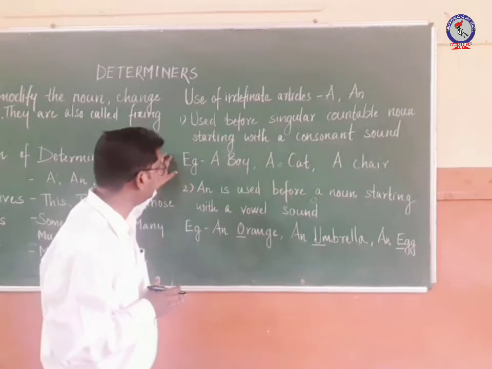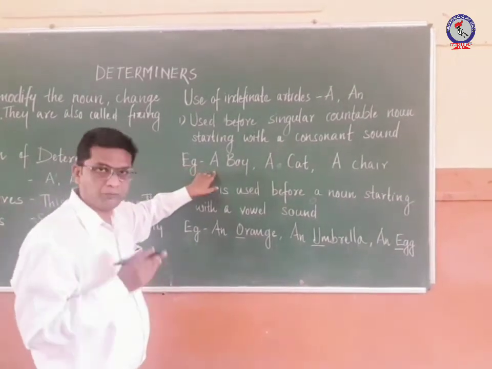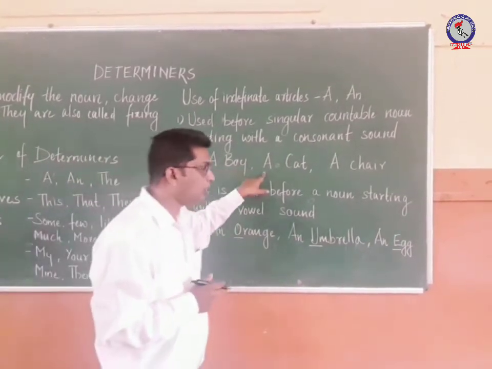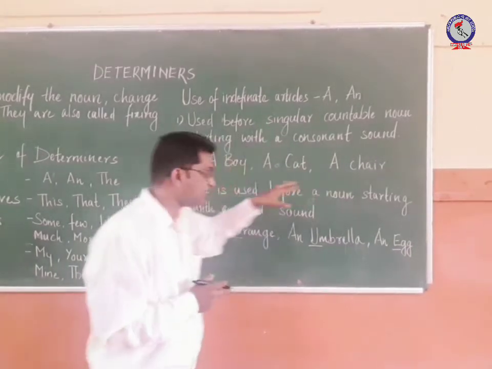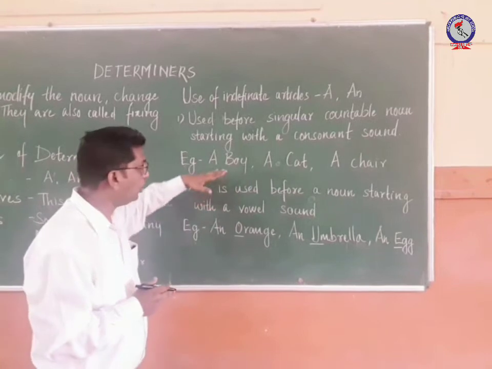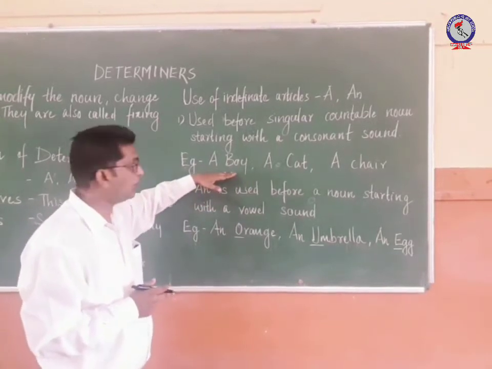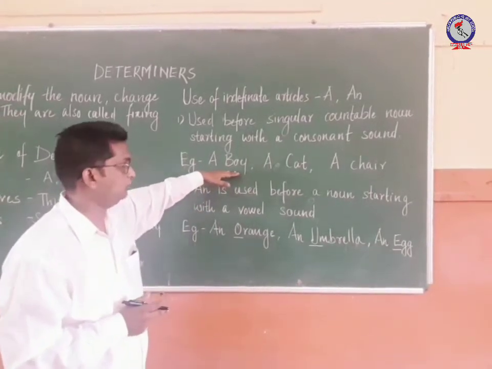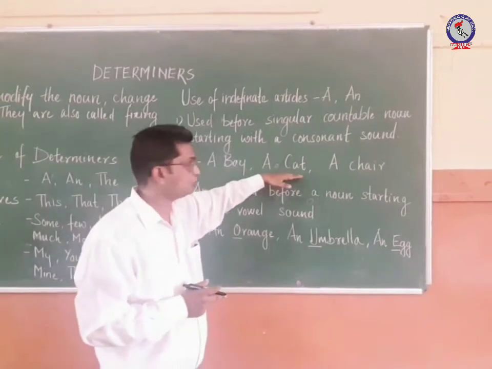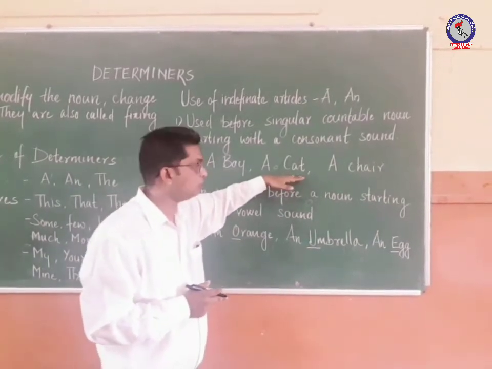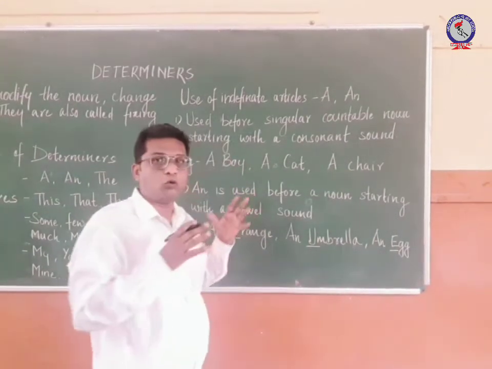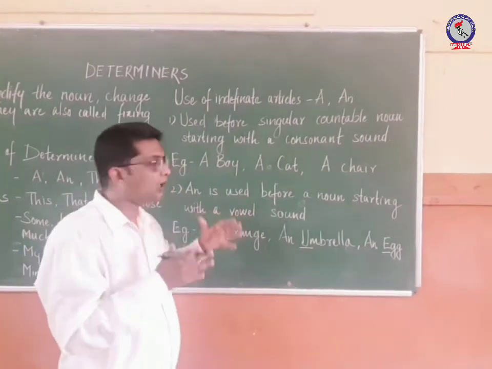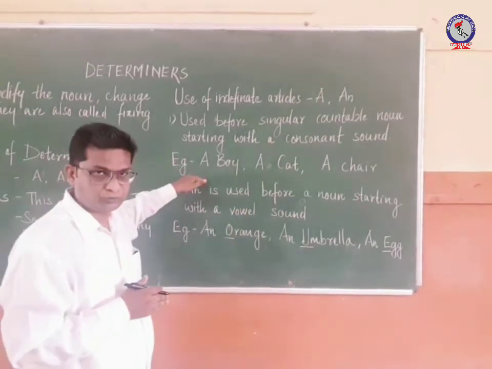For example, a boy, a cat, a chair. Now you can see here, a boy starts with a consonant sound. A cat starts with a consonant sound. A chair starts with a consonant sound. So we can put a before these nouns.